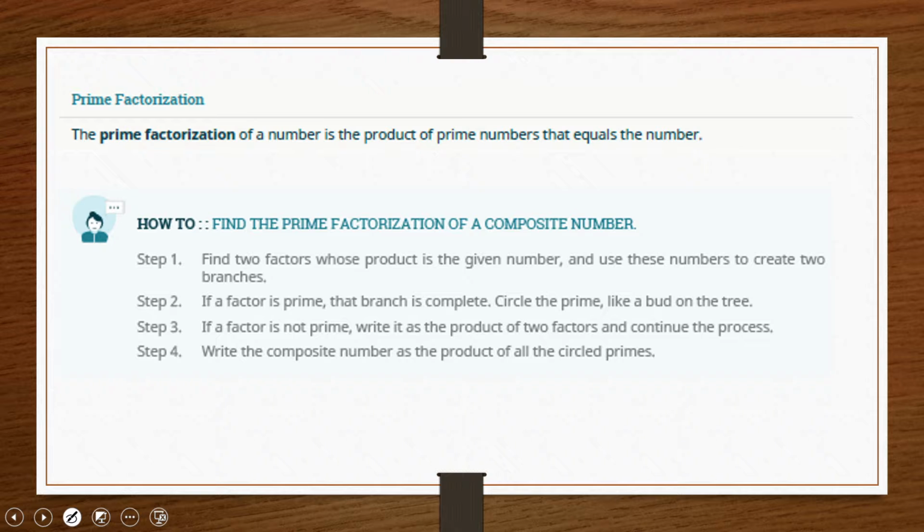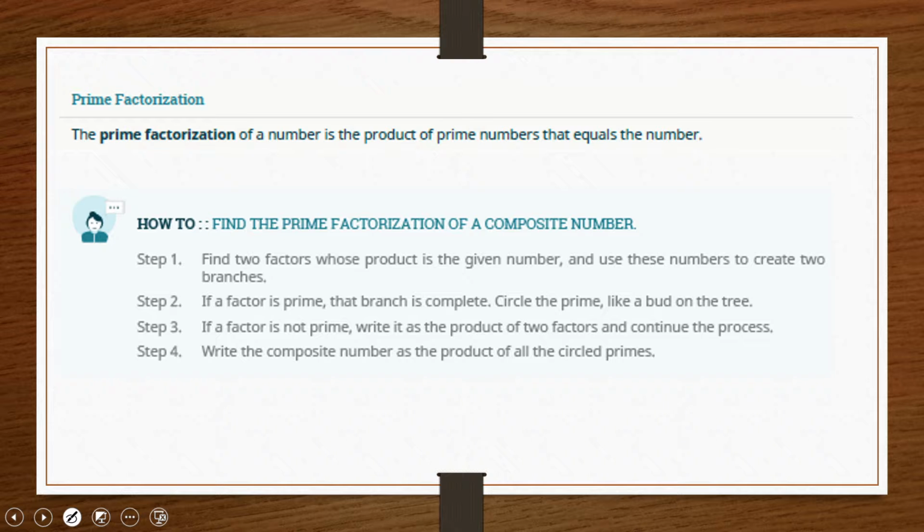Well, find two factors whose product is the given number, and then start by creating two branches. If a factor is prime, then the branch is done. If not, then we continue the process again and break these down further. So as we build out our tree, you'll see the branches that end in prime numbers being complete. And at the end, the prime factorization of a number is just multiplying all of those prime values together.